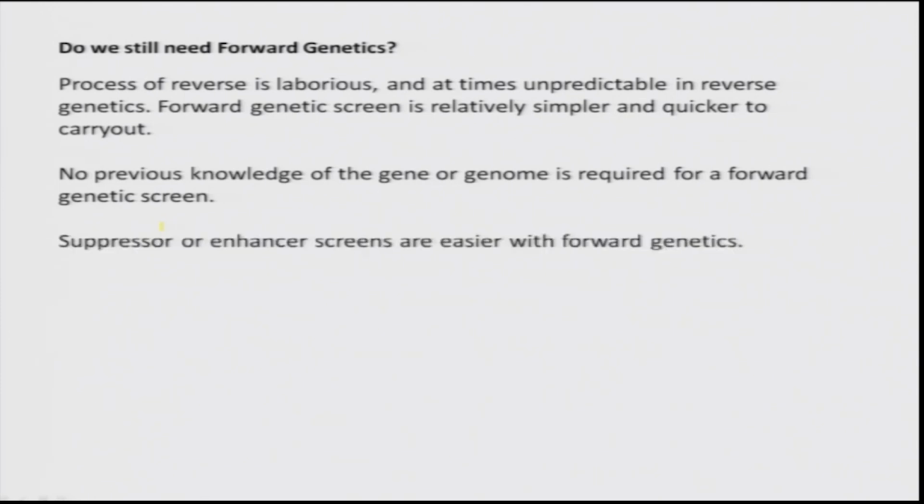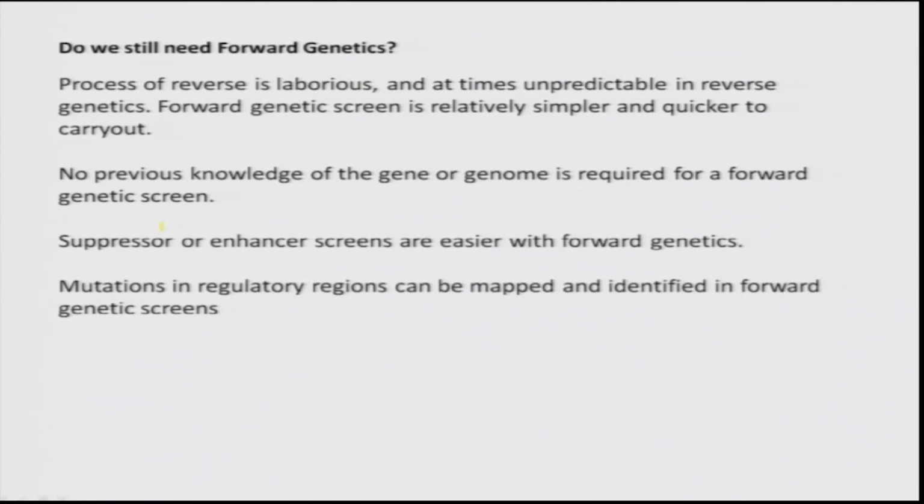The other thing that is important, if you have a mutant background, again I can subject that mutant strain to another round of random mutagenesis using classical genetics. I may come up with a suppressor or enhancer. For example, a second mutation may reverse the phenotype to normalcy, or it can make it worse. These are all still possible using forward genetics. So, still these are relevant, and likewise mutation in the regulatory region can be mapped.